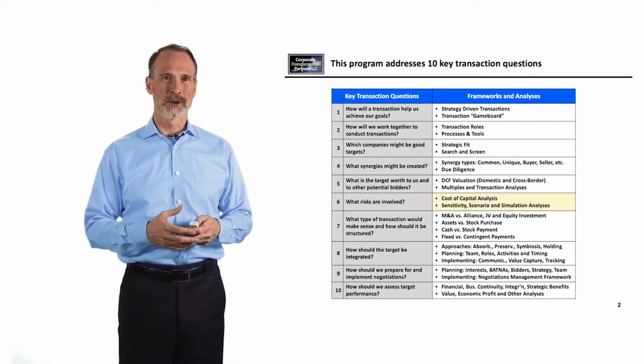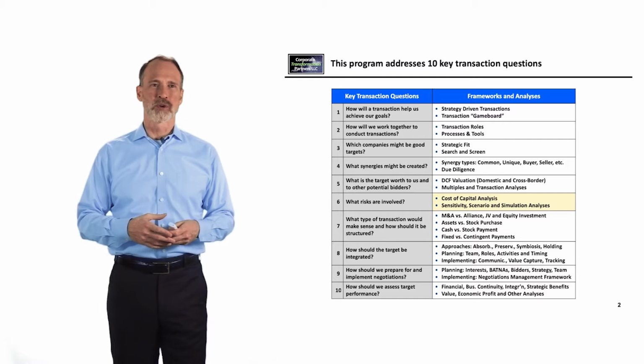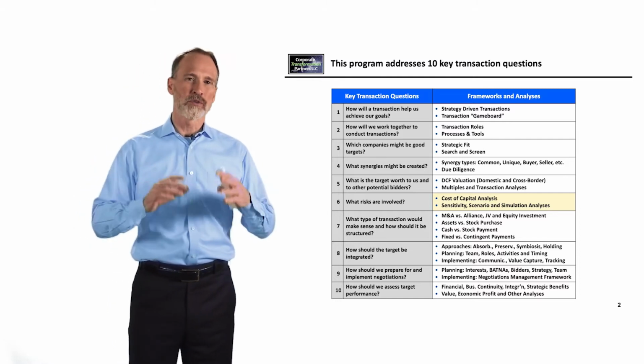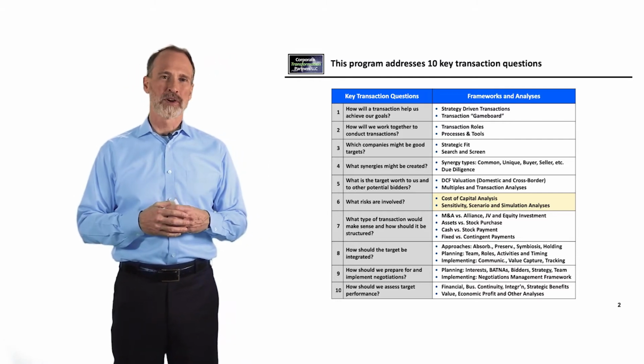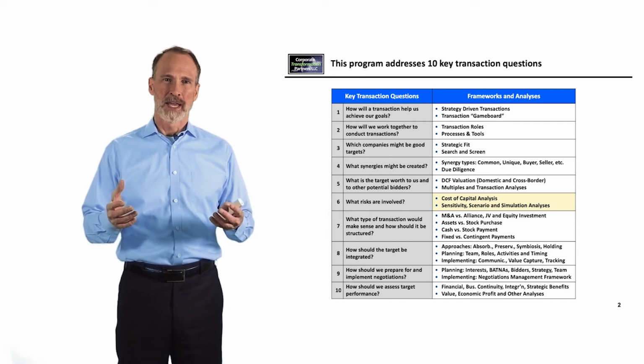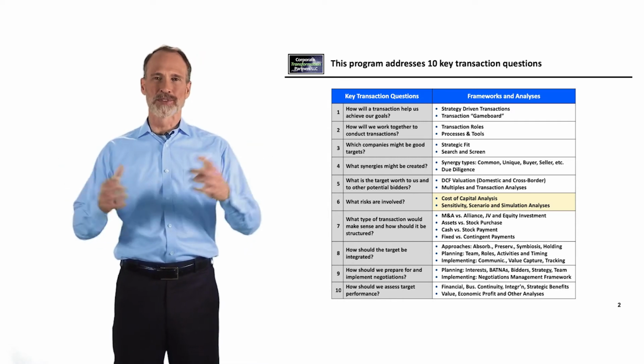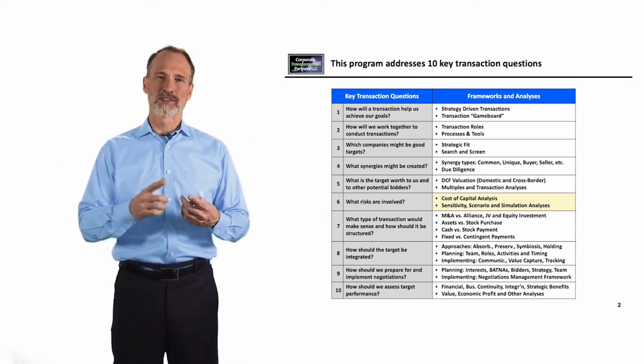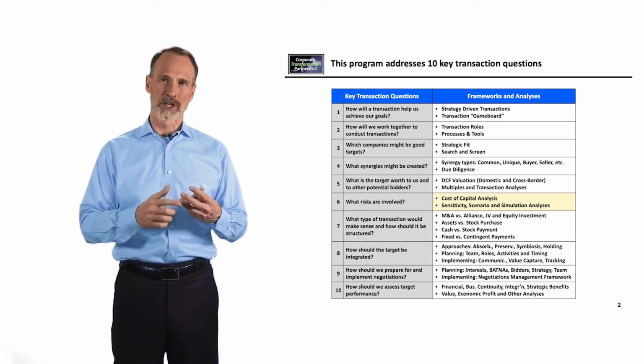So, let's get going. We're now focusing on question 6, which is what risks are involved. And we're going to be talking about cost of capital analysis, and then, as we call them, the 3 S's of specific risk analysis: sensitivity, scenario, and simulation analyses.